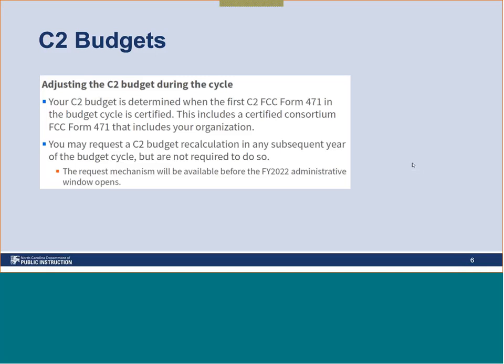You may request a Category 2 budget recalculation in any year of the budget cycle, but you do not have to. If your student enrollment for the 2021 year shows that you had 10,000 students, and this year you have 10,100, you do not need to change that. You can, and then it will recalculate your Category 2 budget. But all of that is actually within the form. For those of you who joined us early, we did not see the magic button. We'll leave it at that.